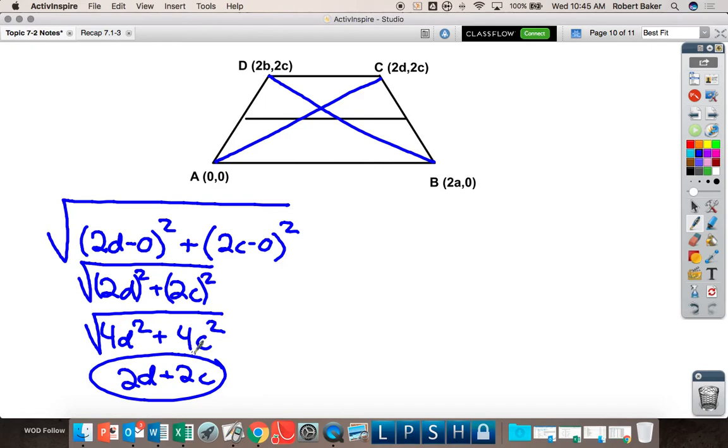So this is just doing the subtraction part. 2d's minus 0 is 2d's, but I still have to square. 2c's minus 0 is 2c's, but I still have to square. Then from this step, I only squared them. So 2d squared is 4d squared, and 2c squared is 4c squared. Then I actually computed the square root. The square root of 4d squared is 2d. So you do the same thing over here.